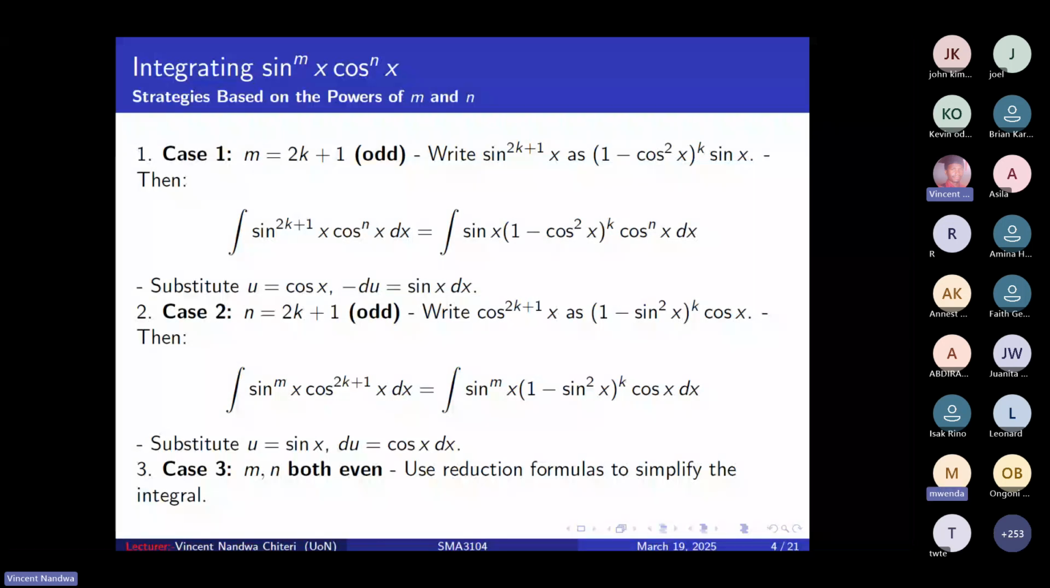If the odd power is on the cos function, then you split the cos function as cos to an even power times a cosine function. Then the one that has an even power is the one that will help you to transform, using the identity cos squared plus sine squared equals 1. But the case of both powers being even is where you'll need to remember the reduction formula to do the simplification.